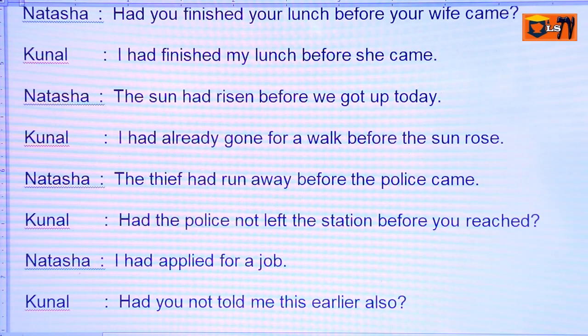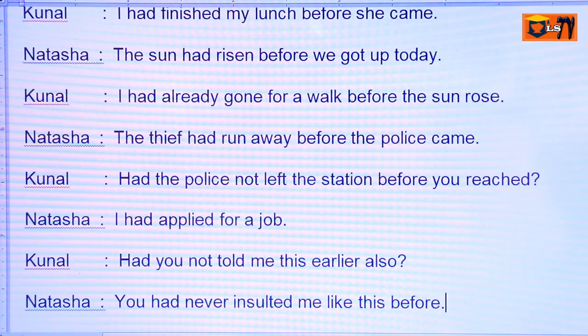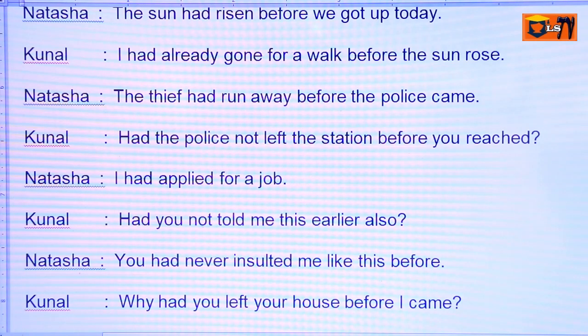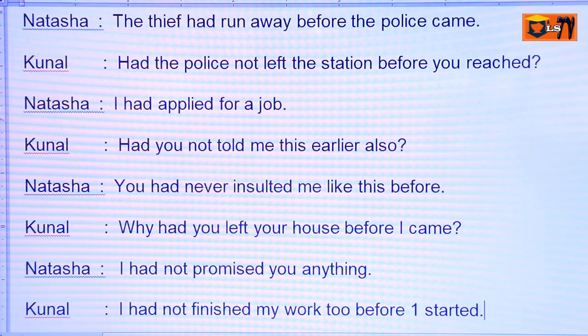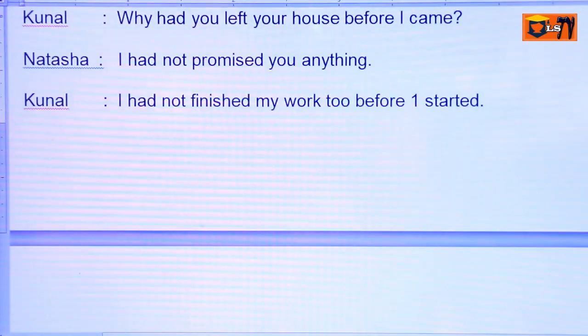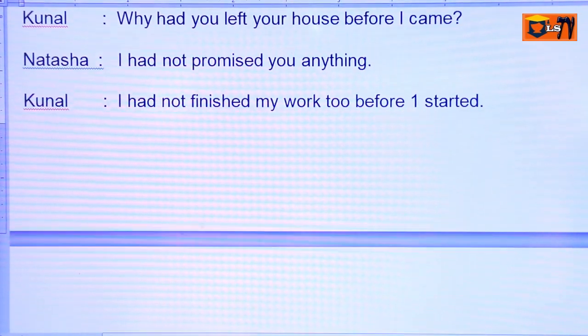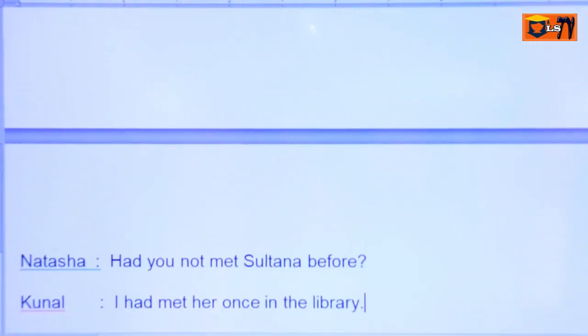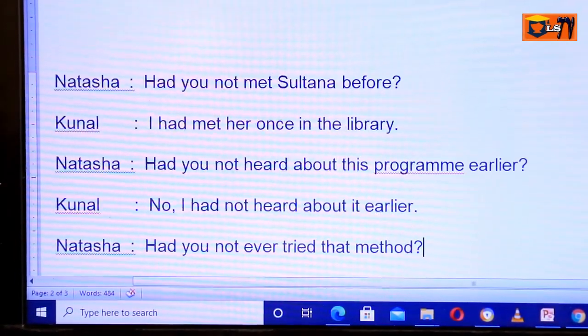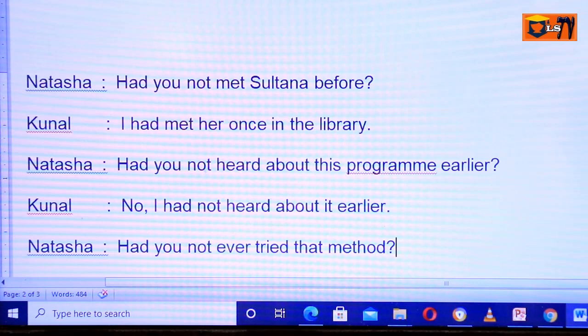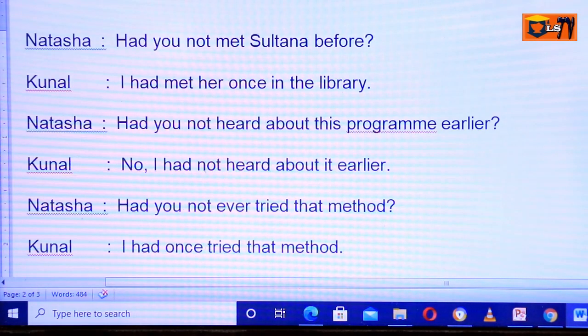I had applied for a job. Had you not told me this earlier also? You had never insulted me like this before. Why had you left your house before I came? I had not promised you anything. I had not finished my work too before one started. Had you not met Sultan before? I had met her once in the library. Had you not heard about this program earlier? No, I had not heard about it earlier.